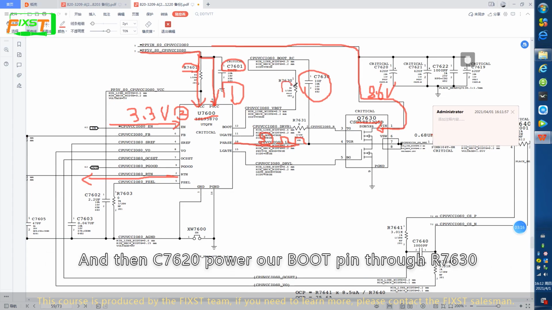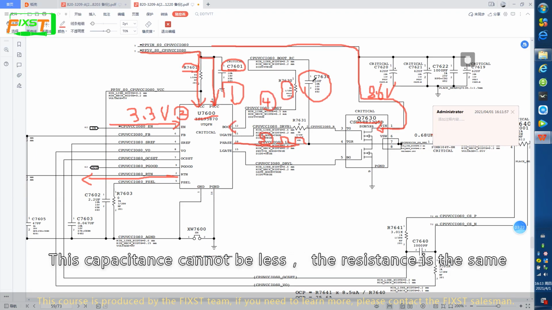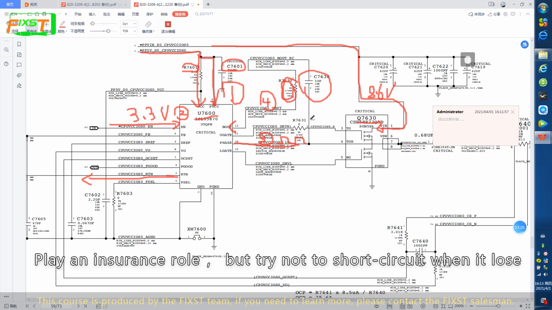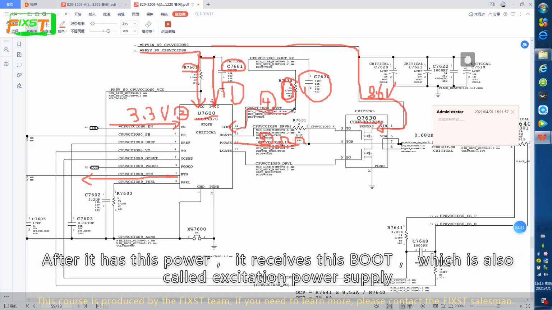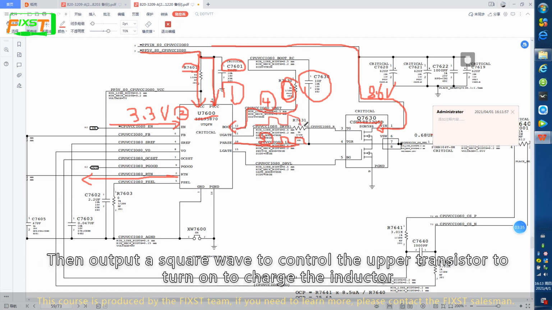And then C7620 powers our boot pin through R7630. This capacitor cannot be less. The resistor is the same. It plays an insurance role here, but try not to short circuit when it is loose. After it has this power at the boot pin, which is also called excitation power supply, the output square wave controls the upper transistor to turn on to charge the inductor.